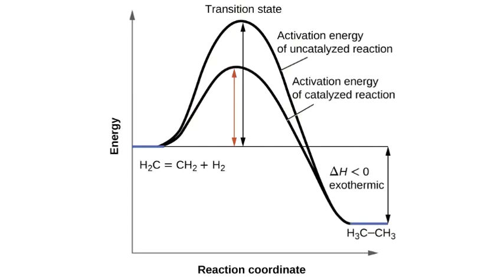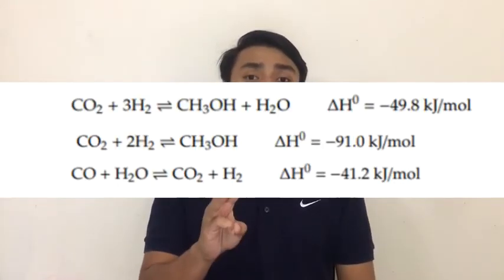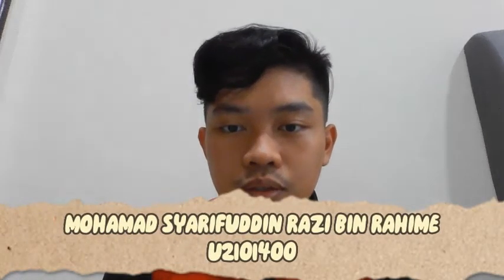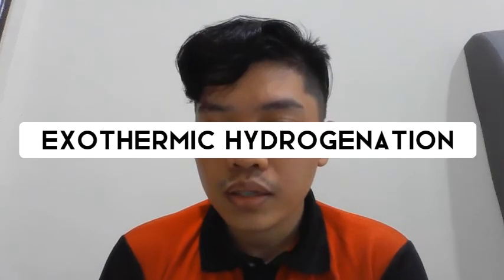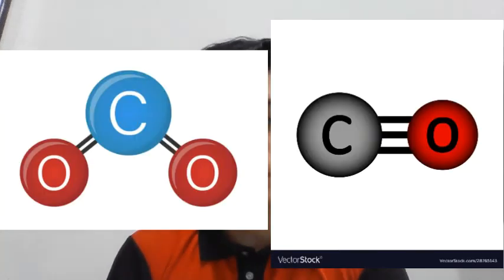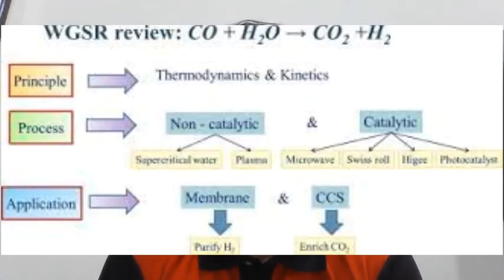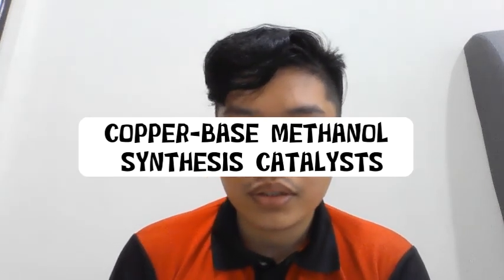The catalyst is used to increase the rate of reaction, which is the production of methanol, without the catalyst getting consumed in the process. The methanol synthesis process can be described by three reaction equations. Equations 1 and 2 represent the exothermic hydrogenation of CO2 and CO to methanol, and equation 3 represents the water gas shift (WGS) reaction that is activated by the copper-based methanol synthesis catalyst.